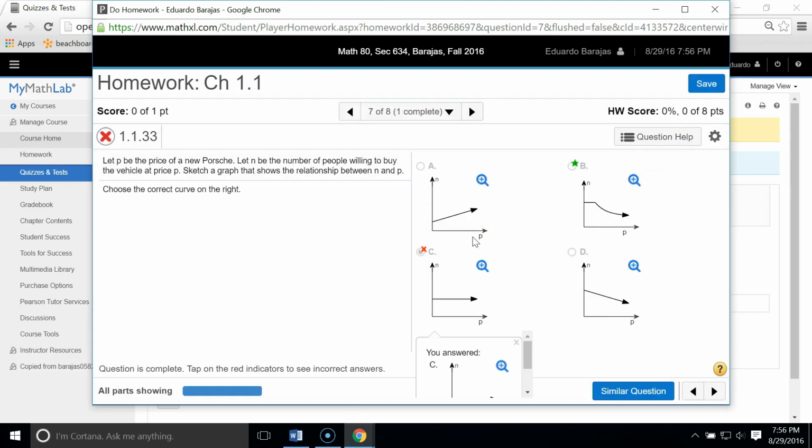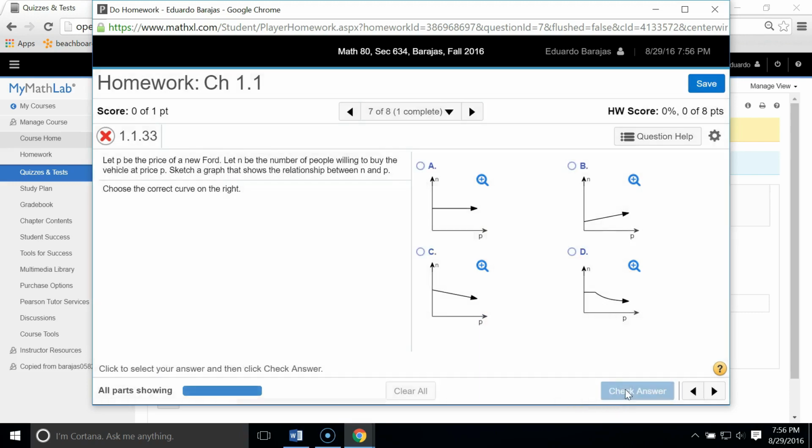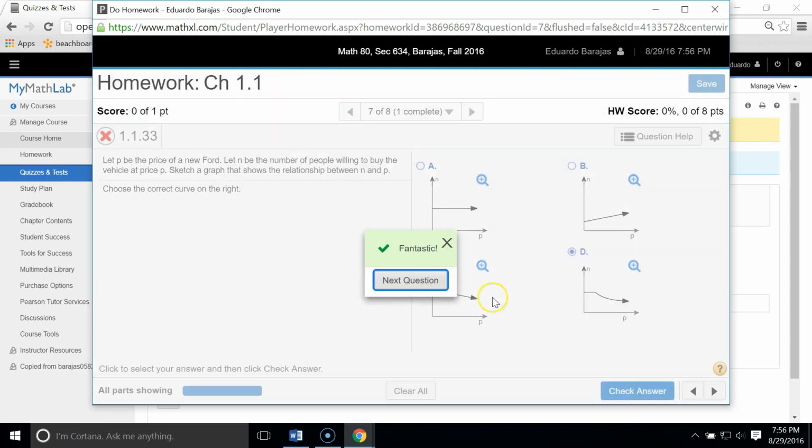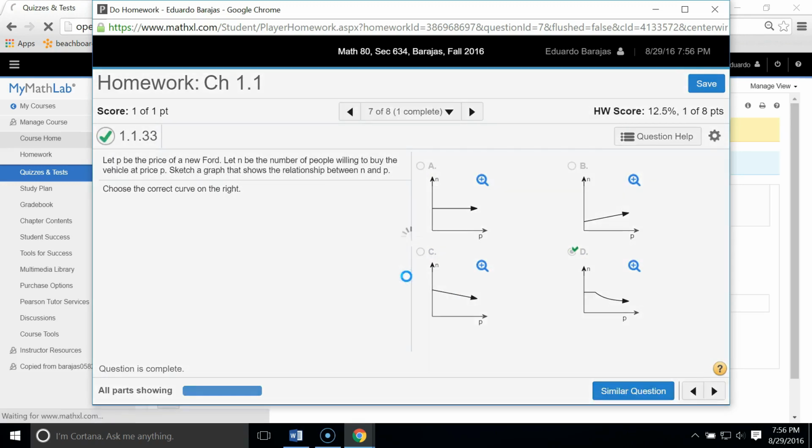So now that we got it wrong, we can click similar exercise, and now it'll give us a little story that's similar to the previous one. Let P be the price of a new Ford, let N be the number of people willing to buy the vehicle at price P. Okay, in this particular case it was really the exact same question. And so now we know better, we know that's the right answer. Click that one, fantastic, and we get to move on.